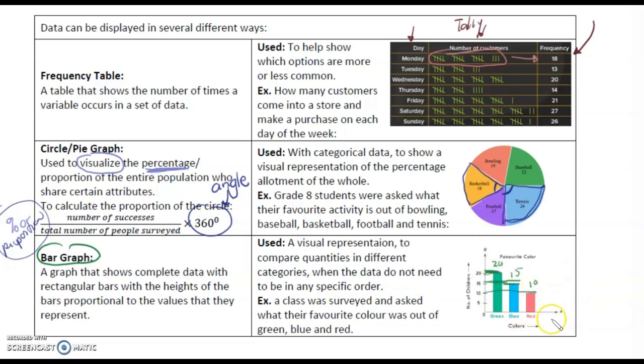And this is a good visual representation to compare quantities in different categories when the data do not need to be in any specific order. Okay, categories, colors. This is a category. Okay, example, a class was surveyed and asked what their favorite color was out of blue, green, and red. And here were the results.